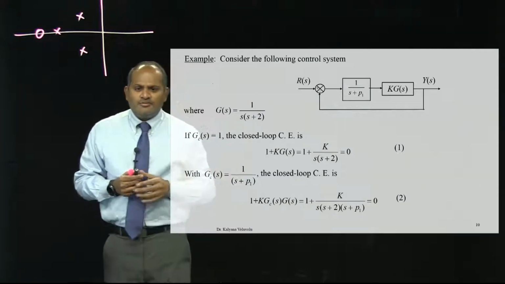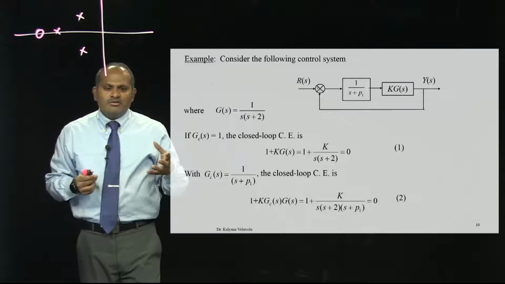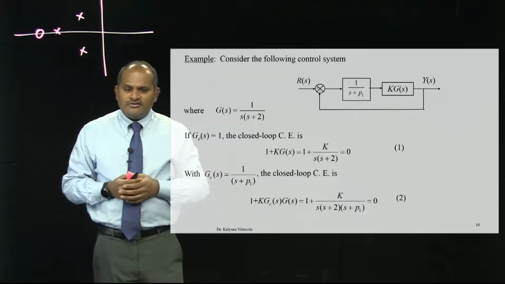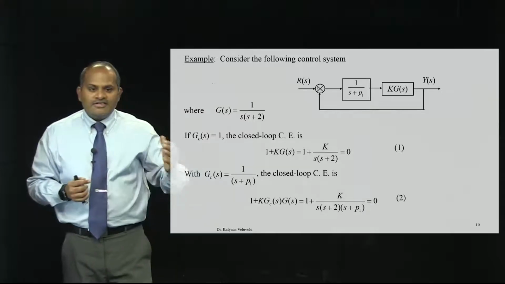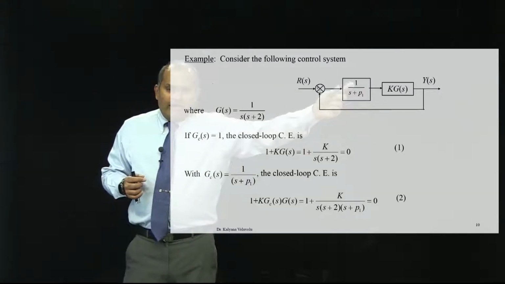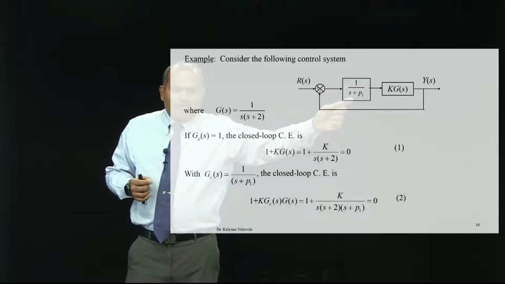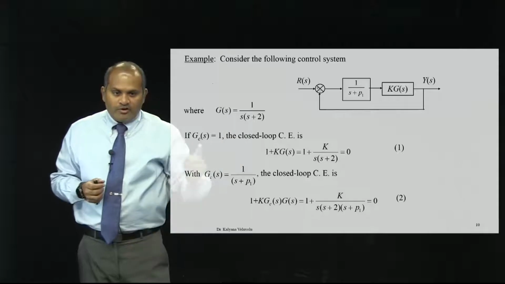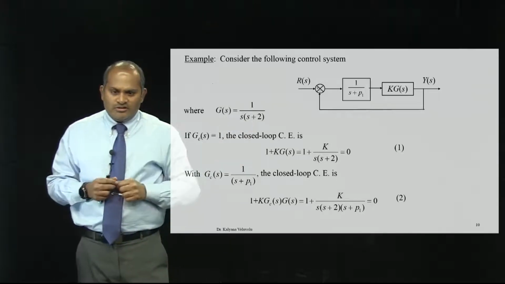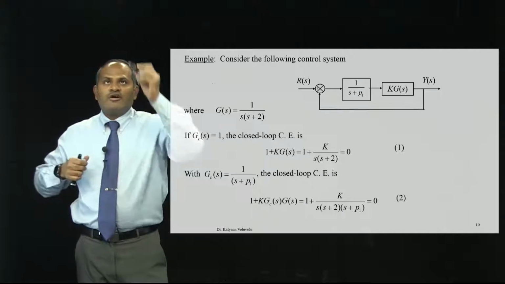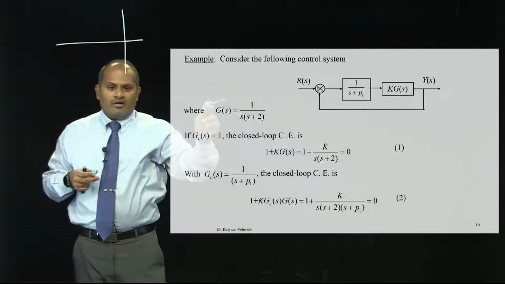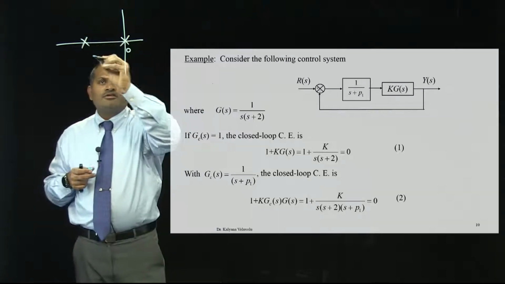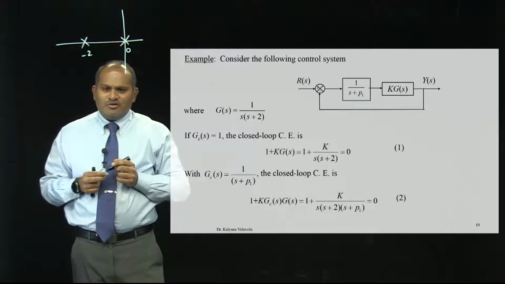Next, let us go to a simple example to understand how the addition of poles and their locations influence the system stability. In this example, I have 1 by s plus p1 as a controller, and let us say the original system has 2 poles. If you look at the original system, it has 2 poles. The locations of the poles, if you draw, are 0 and minus 2.